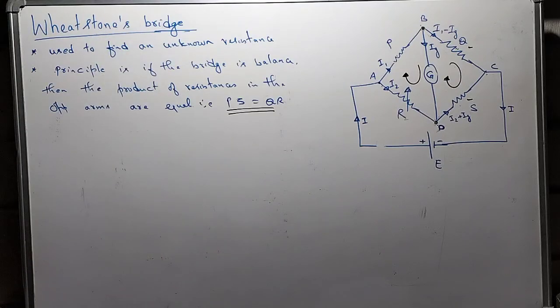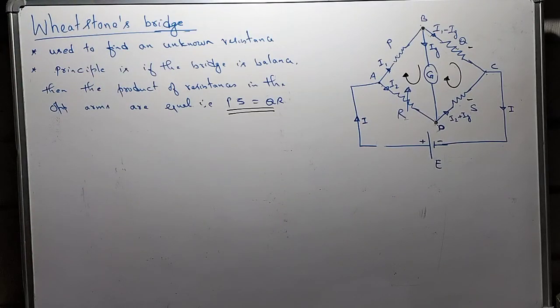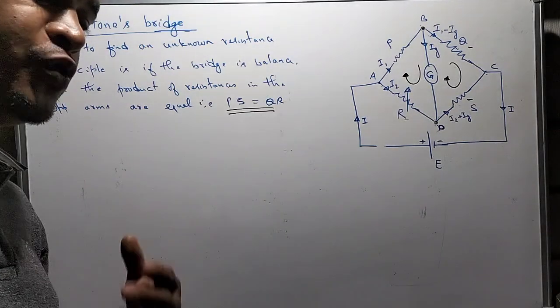Wheatstone Bridge. This Wheatstone Bridge is an arrangement of four resistances which is used to determine one of the unknown resistances.